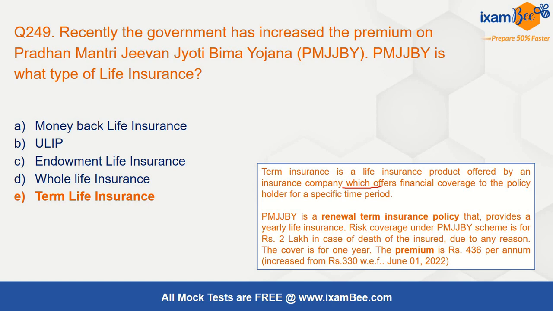It is an insurance policy which offers financial coverage to the policyholder for a specific time period. It's a renewable term insurance policy that provides yearly life insurance. Risk coverage under the PMJJBY scheme is for rupees 2 lakh in case of the death of the insured due to any reason. The coverage is for 1 year. The premium is rupees 436 per annum, increased from 330 earlier.